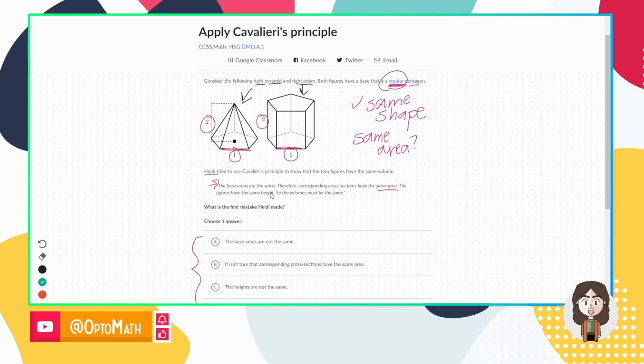So let's see. Oh, I'm so silly. I am so silly, y'all. And I'm sure you probably saw this from the beginning. The heights and the base areas are the same. Well, yes, the base areas are the same. However, not each cross-sectional base area.